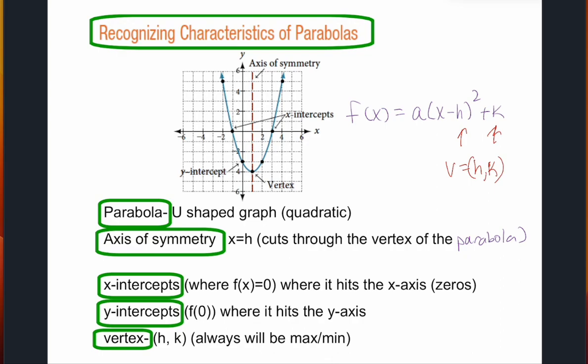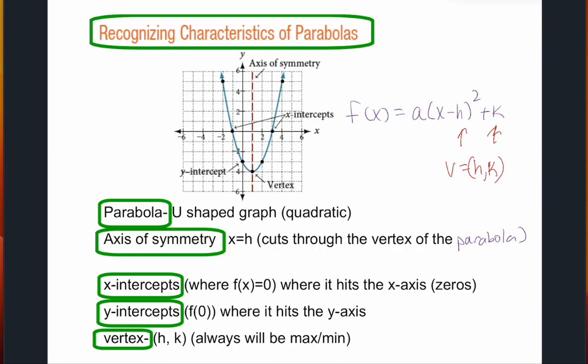The x-intercept is where the actual function equals 0. So you may have to factor it. You may have to solve it a little bit. The y-intercept is where it hits the y-axis. (h, k), if your a value is positive and your U is opening upward, it will always be a minimum. If your a is negative, it's going to flip that U upside down, and so your vertex will be a maximum. So in calculus, sometimes we need to search for that minimum or maximum value. And so knowing that a quadratic's minimum or maximum always occurs at the vertex is a very helpful fact to know.